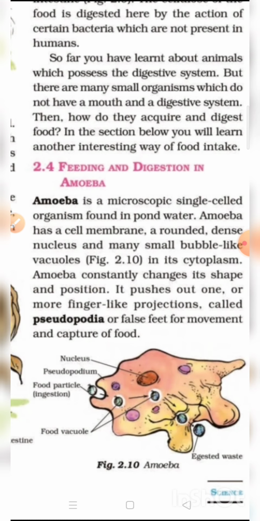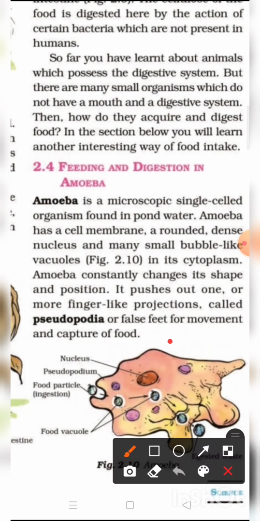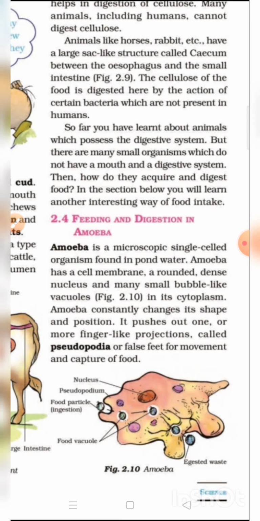This single-celled organism has a cell membrane, a rounded dense nucleus, and many small bubble-like vacuoles in its cytoplasm. This unicellular organism has the ability to change its shape. They move and feed by pushing out one or more finger-like projections, which are called pseudopodia or false feet.